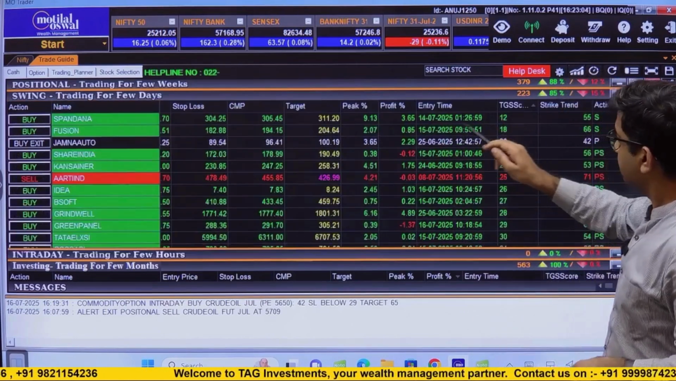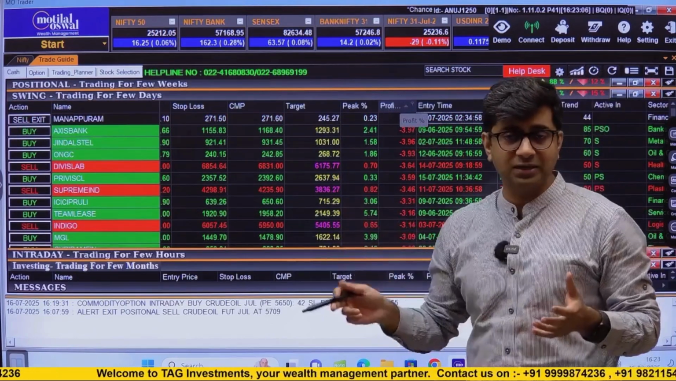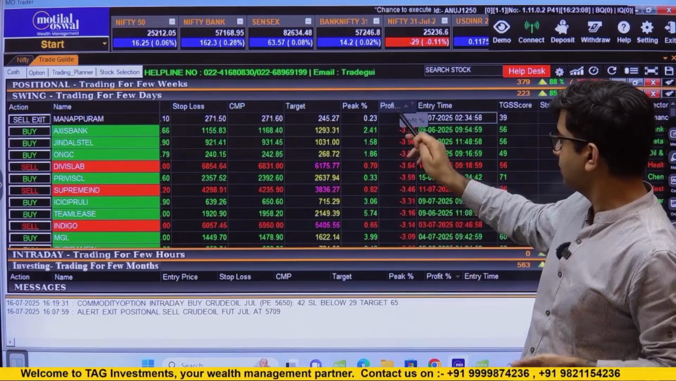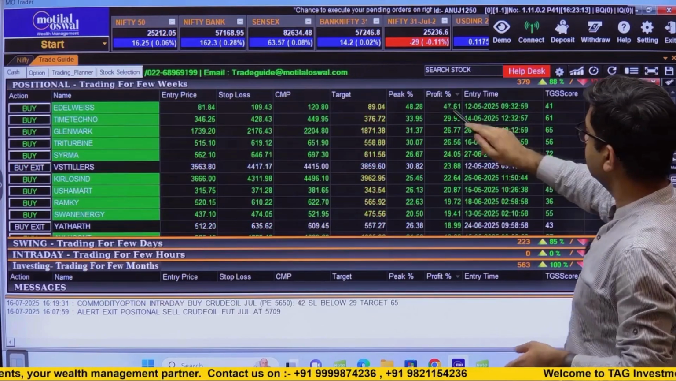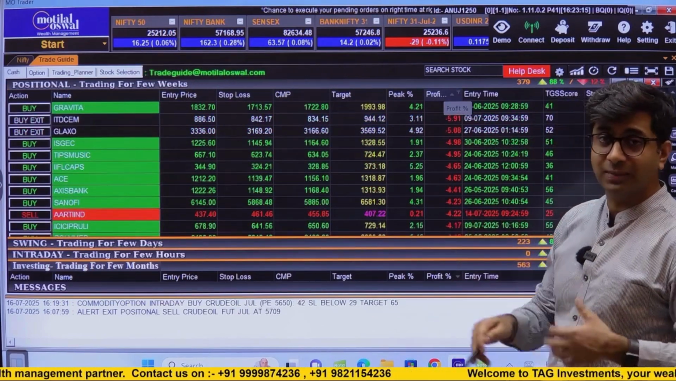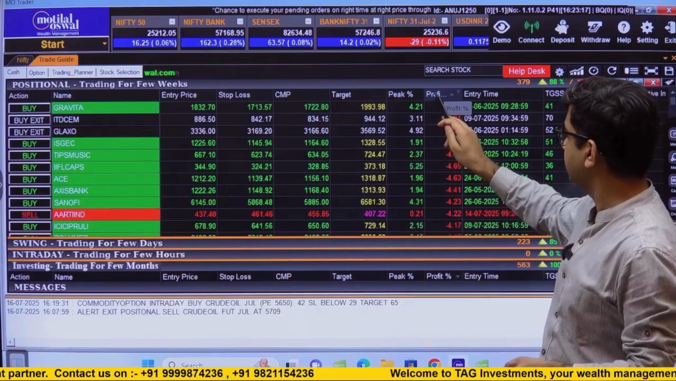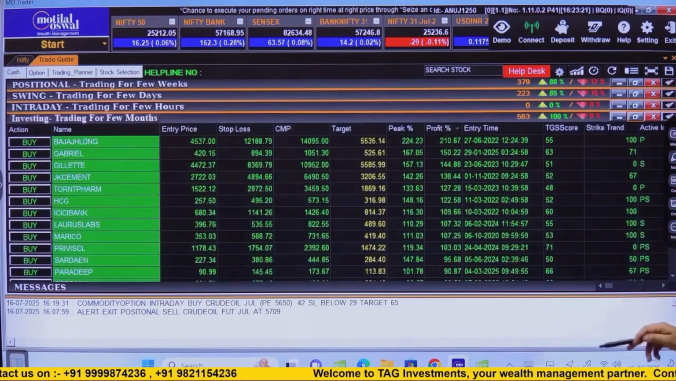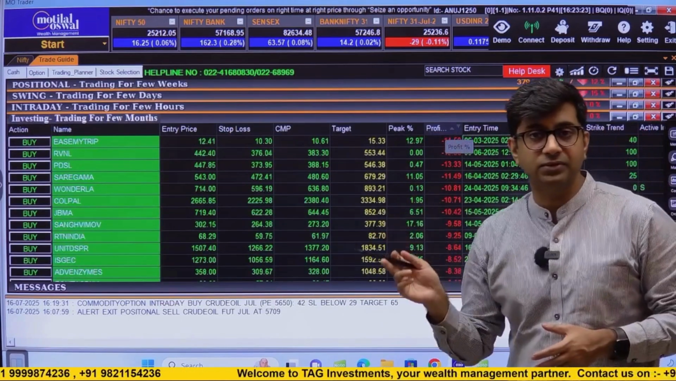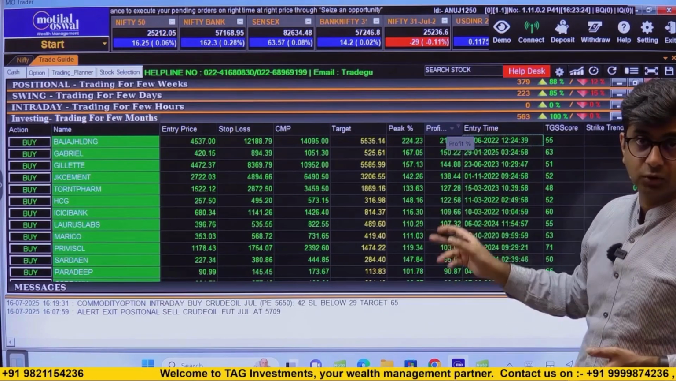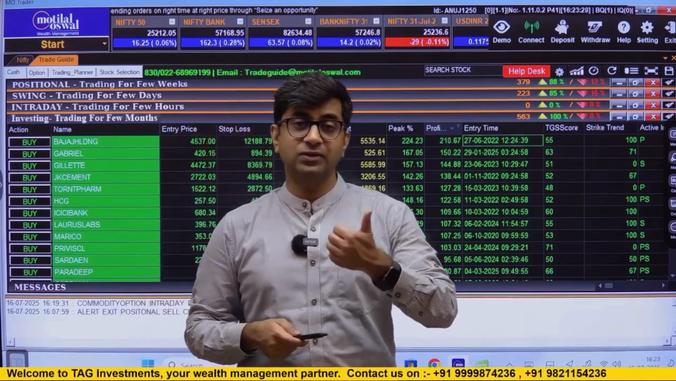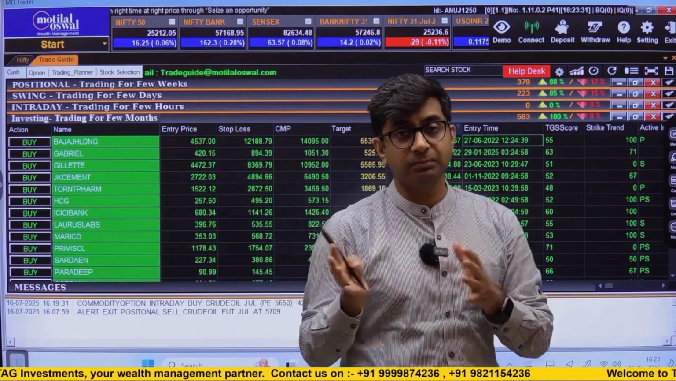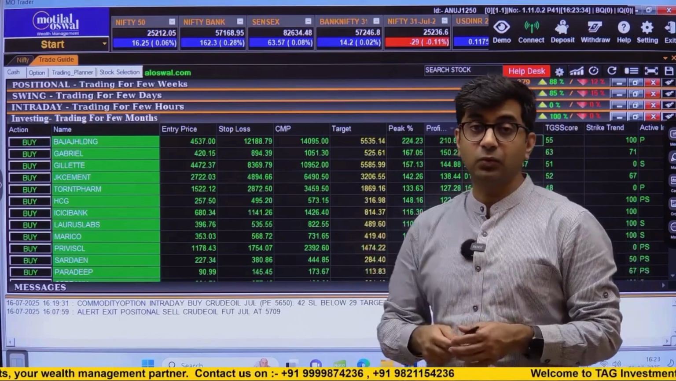In swing, the maximum loss is approximately minus 3%. Sometimes it can go to 4% because of some swings, and there is no upper limit to profits when it comes to swing. Similarly, in positional, the maximum loss is approximately 6%, and there isn't any upper limit. In investing, the maximum loss is up to 20%, and there is no upper limit. So all these things are in front of you. Whether you are an investor, a trader, or a mix of trader plus investor, this software will be handy to you.